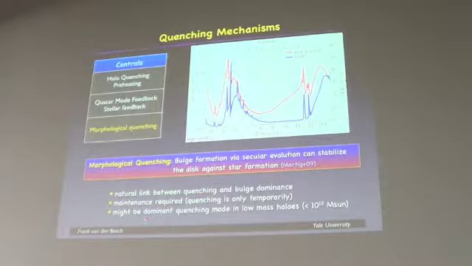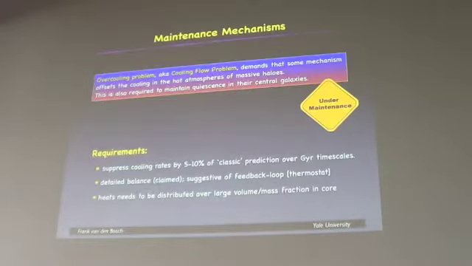But it might be the dominant quenching mode in low mass halos. In low mass halos, before you reach that hot mode accretion stage, this might be a mechanism that could already quench a significant fraction of the galaxies. So then let me now go to maintenance modes.